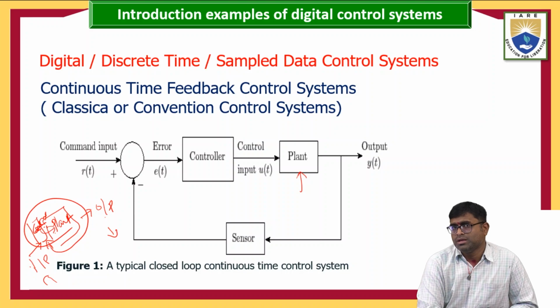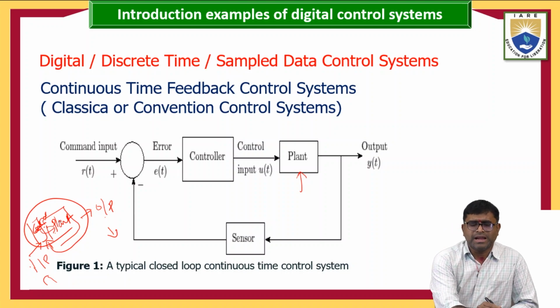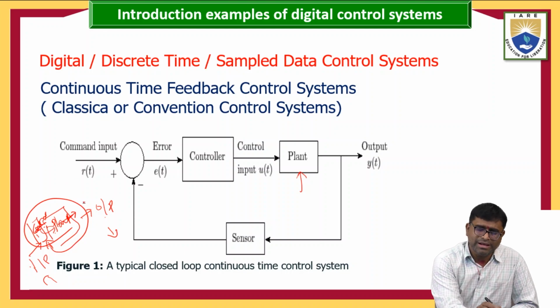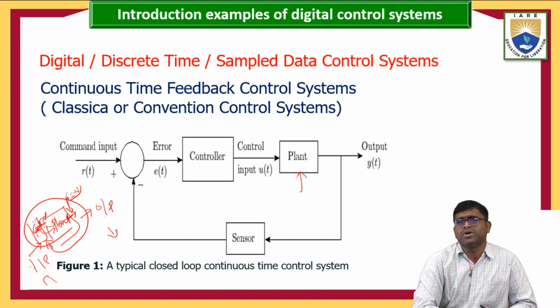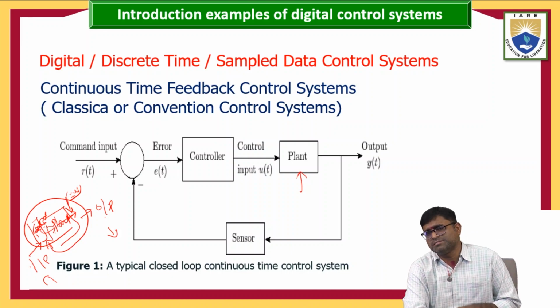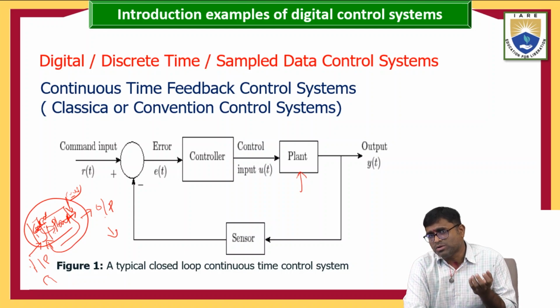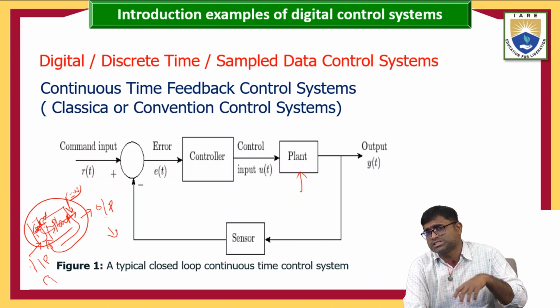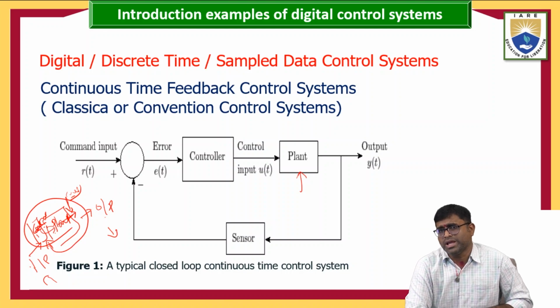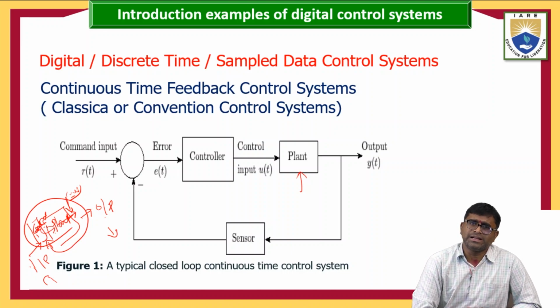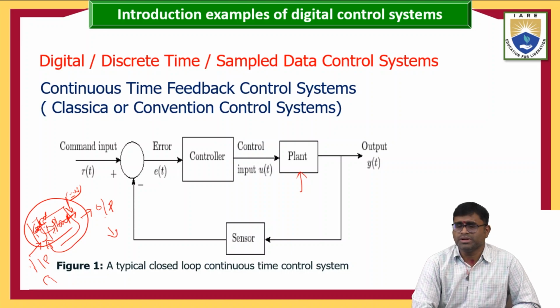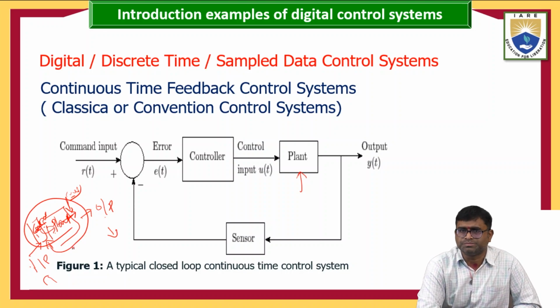Why? Because after the plant or before the plant, you may get any type of disturbances and errors, and they affect the plant output. That's why the control parameters regulate the total system parameters, the total external and internal system parameters also. So that is the case for the open loop control system.